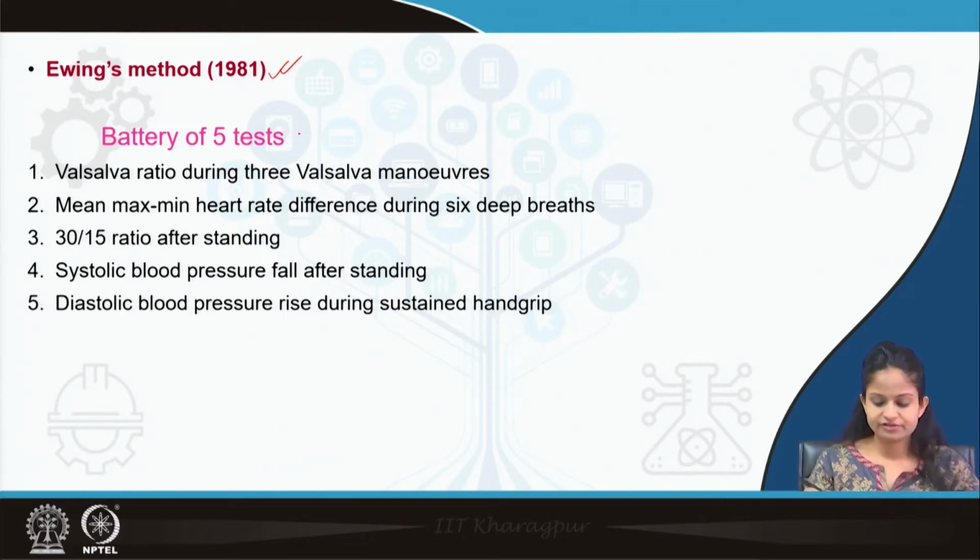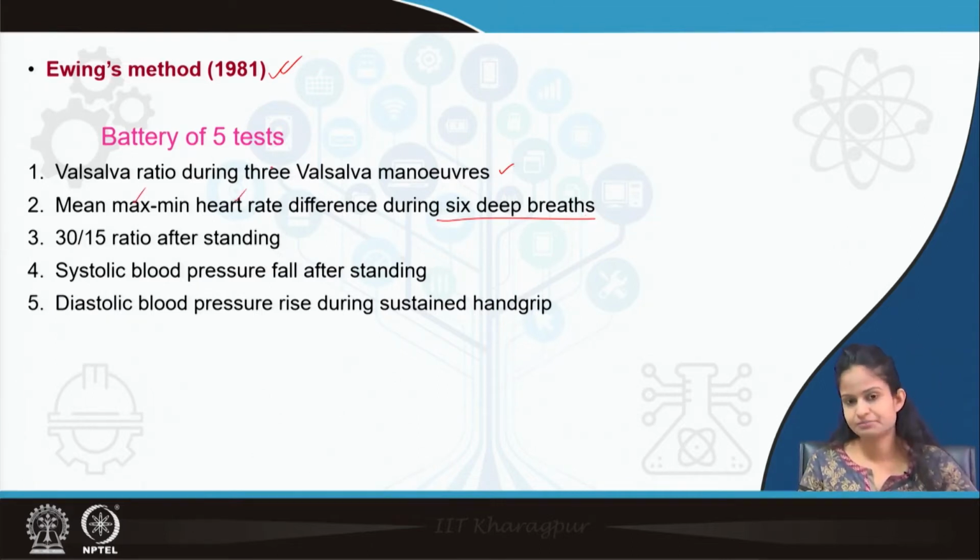So, there are 5 parameters. First, the Valsalva ratio: we are supposed to do 3 Valsalva maneuvers. Then we have to go for 6 deep breaths, and check the mean of the maximum and minimum heart rate differences in the deep breathing, that means the delta heart rate. In the 3 Valsalva maneuvers we have to check the Valsalva ratio, and then we have to check the delta heart rate in the deep breaths.